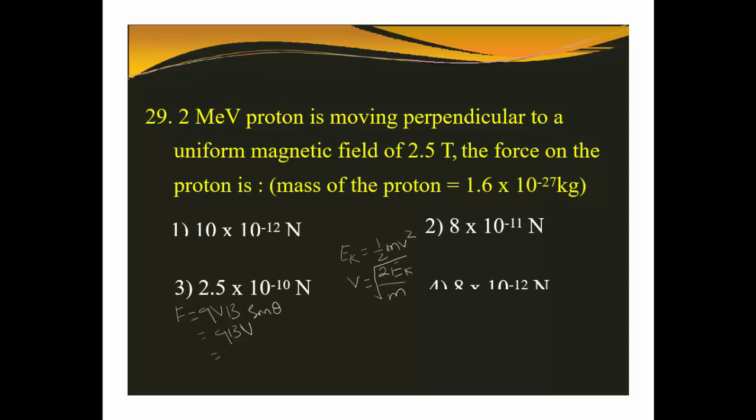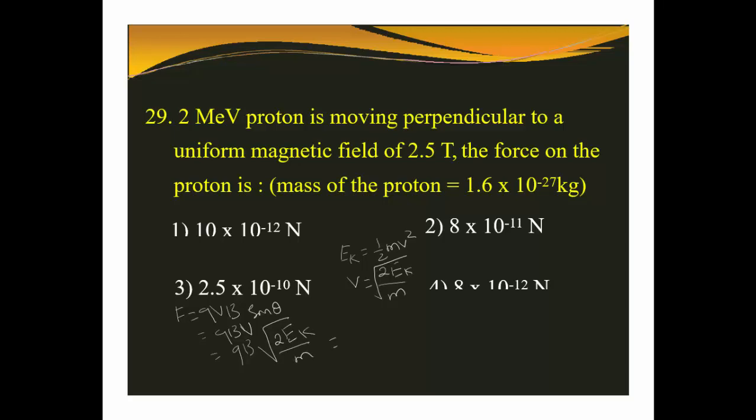So the kinetic energy is how much? The energy of the proton is 2 mega electron volt. The mass you know is 1.6 into 10 raised to minus 27 kg, and the charge of the proton is 1.6 into 10 raised to minus 19 coulomb. Substituting here, it will be qB into root of 2Ek divided by m.